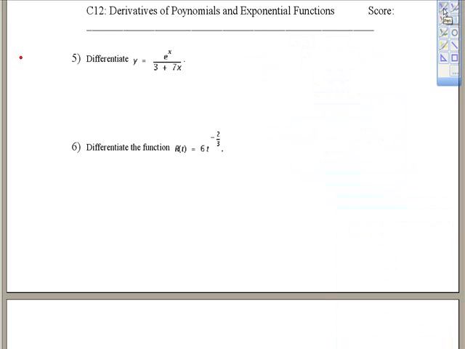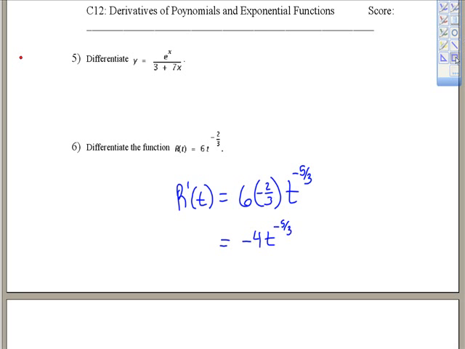On number 6, we differentiate this little r of t equals 6t to the negative 3 halves. So we're just going to say r prime of t equals, we're going to take the 6 times the negative 2/3, right? And then we're going to keep the t, and then we're going to reduce that power by 1. So negative 2/3 minus 1 is the same as negative 2/3 minus 3/3, which is negative 5/3. So 6 times negative 2/3 turns out to be negative 4. So it's negative 4t to the negative 5/3. Questions there?